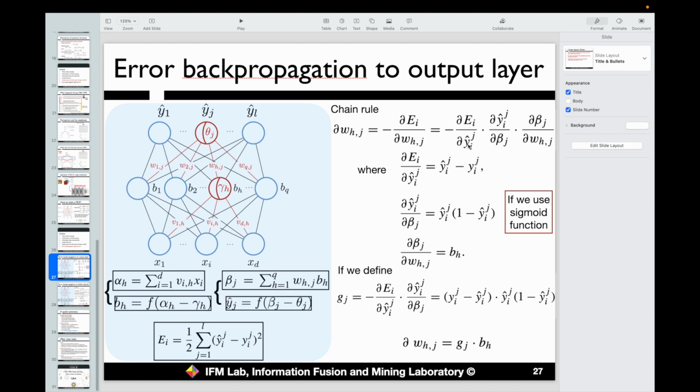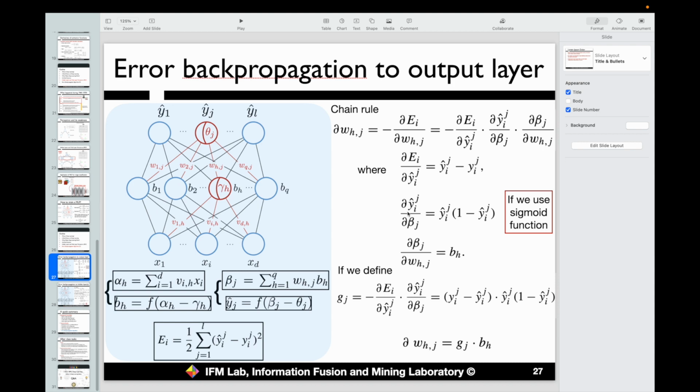Okay, so first let's take a look at the first term, the partial derivative of this loss function versus y hat. This loss function equals the square error of this y hat minus this ground truth. The ground truth is a constant, right? Therefore, the partial derivative of this E_i versus y hat equals this y hat minus this ground truth, right?